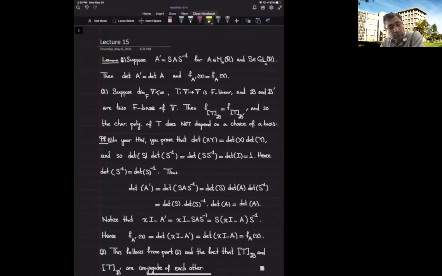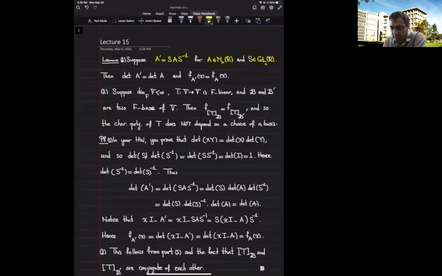Remember that if I choose two different bases, then the matrix representations are conjugate of each other. So if we show the determinant and characteristic polynomials do not change after conjugation, we get the desired result. So suppose A prime is a conjugate of A. That means A prime is S A S inverse, where A is some n by n matrix and S is invertible. Here we don't need to work with fields. We can work with an arbitrary unital commutative ring R.